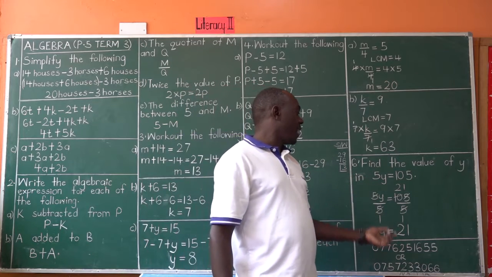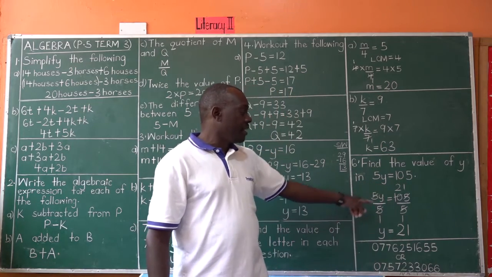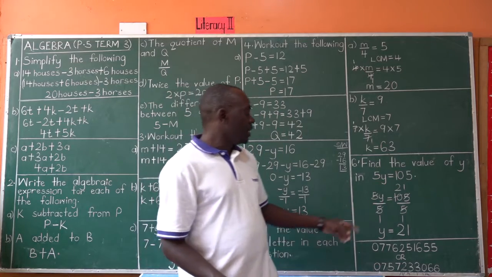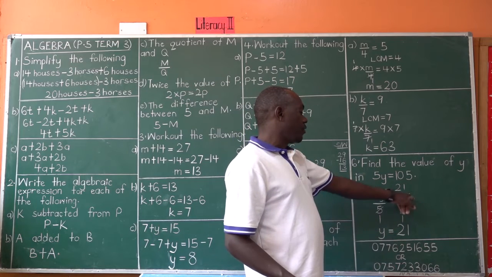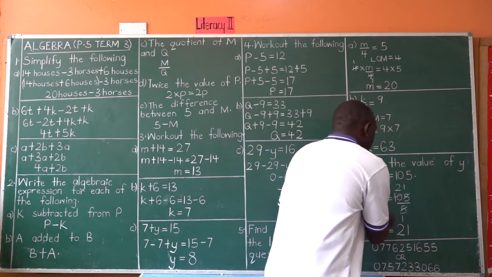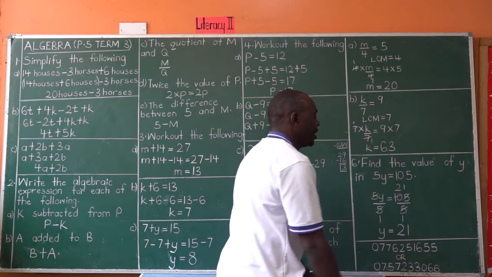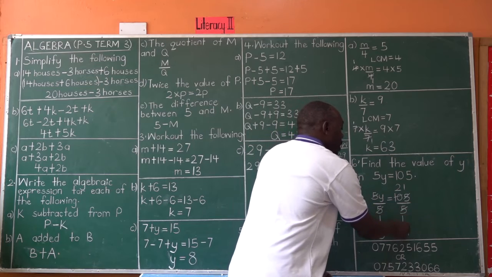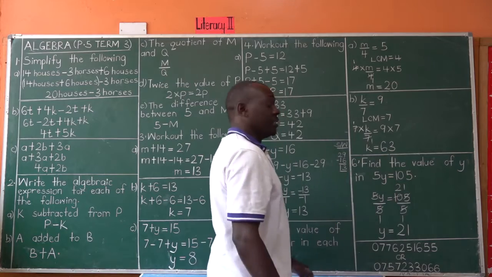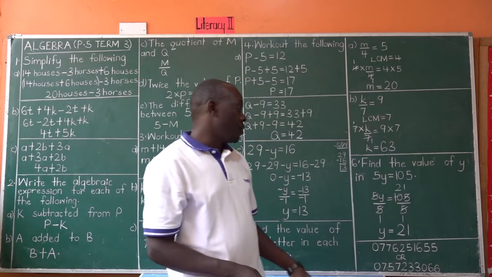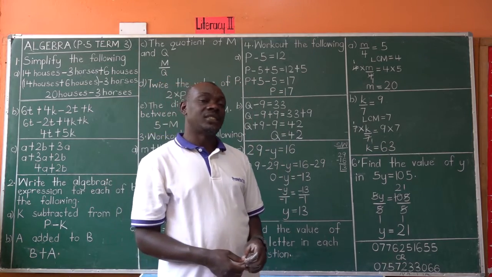So for y, given that 5y is equal to 105, we are going to divide both sides by 5, such that y remains alone. So 5y divided by 5, out of means divide by, equals 105 divided by 5. Then 5 divided by 5 is once, 5y divided by 5 gets y. Then 5 divided by 5 is 1, 10 divided by 5 is 2, and 5 divided by 5 is 1. So therefore 105 divided by 5 gets 21. So the value of y is 21.